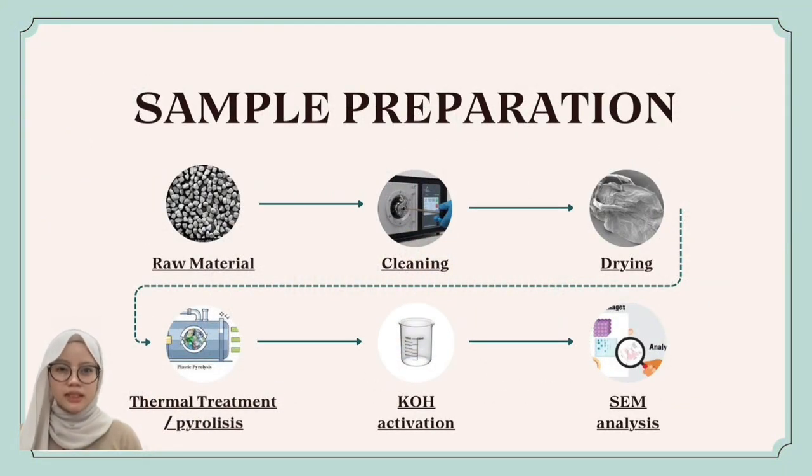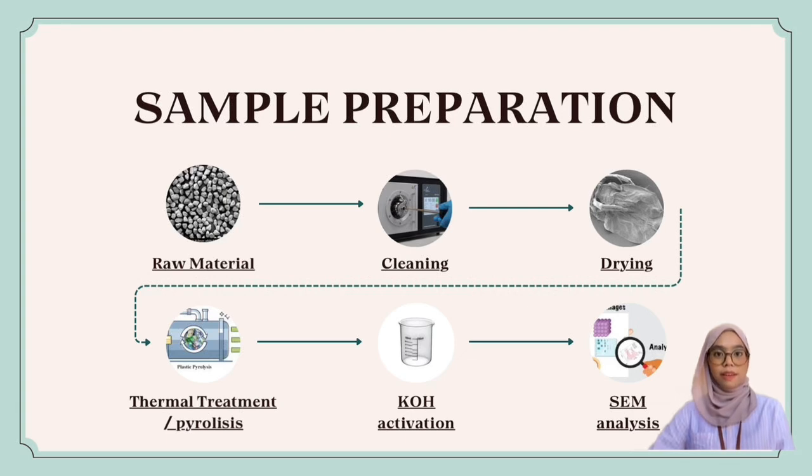Before SEM analysis, all samples underwent preparation procedures to ensure accurate and reliable results. For the first study, goat hair was washed, dried, and subjected to thermal treatment to produce a keratin biosolvent. For the second study, olive pomace and crab shell waste were cleaned, dried, and converted into biochar through a pyrolysis process. For the third study, rice husks were first pyrolyzed to produce biochar and then chemically activated using potassium hydroxide, or KOH. This activation process increased the surface area and porosity of the material.